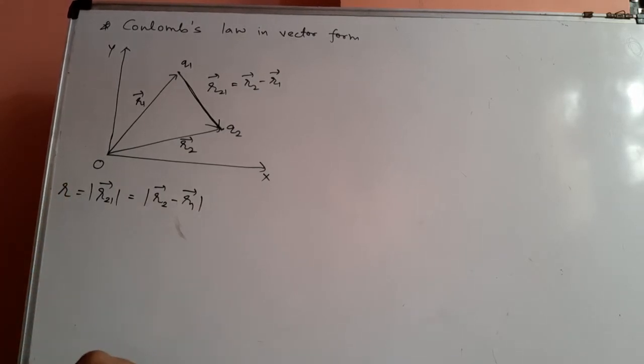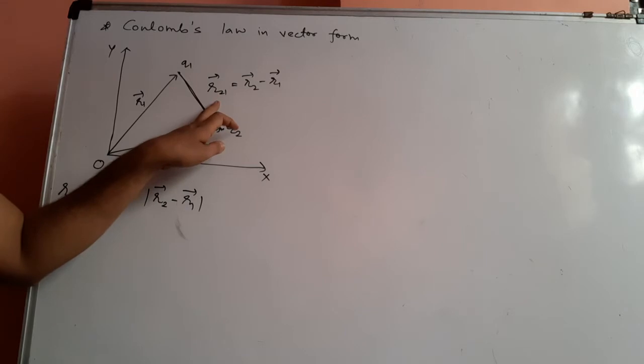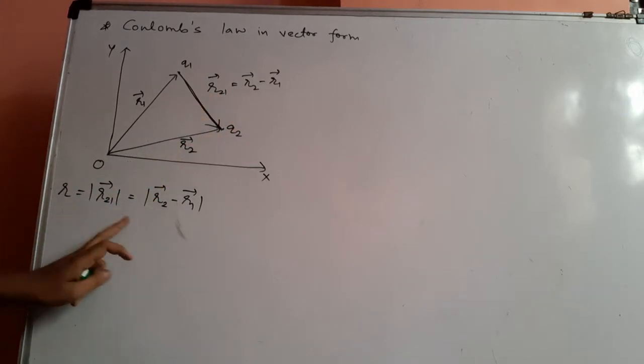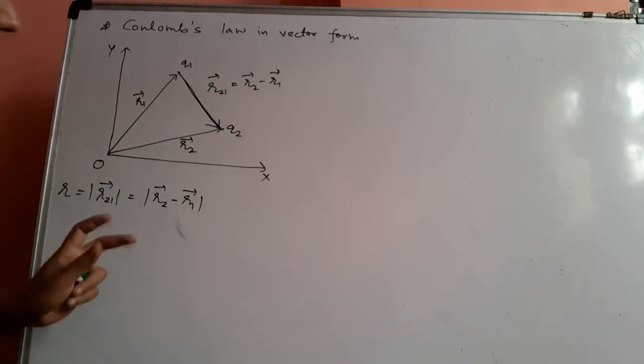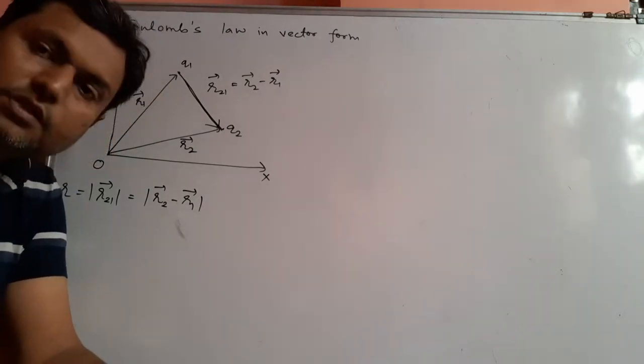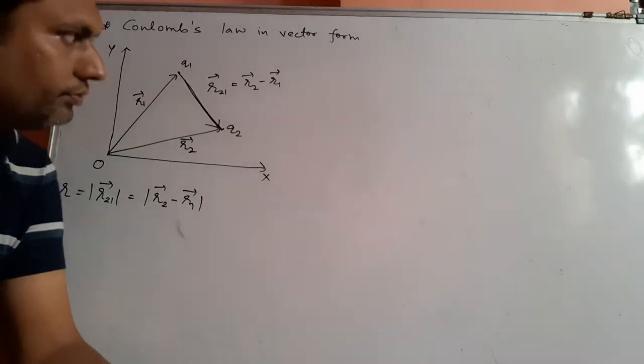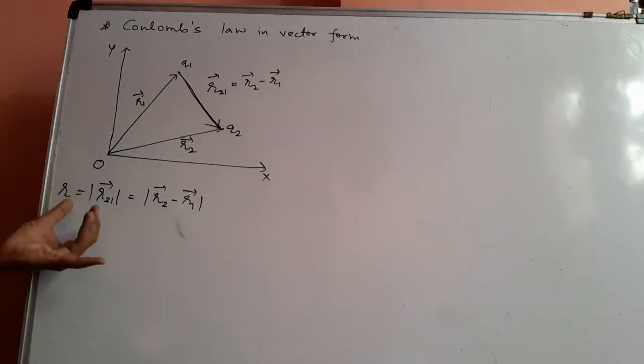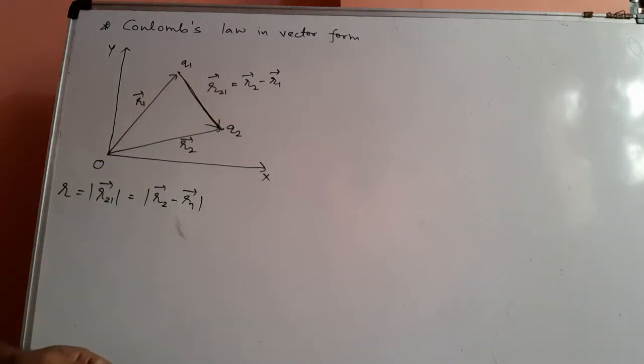We have simply called it r. So this is the separation between the two charges. r is the separation. This is in vector form, while this is the magnitude, or modulus. So r is the magnitude of r2 minus r1.